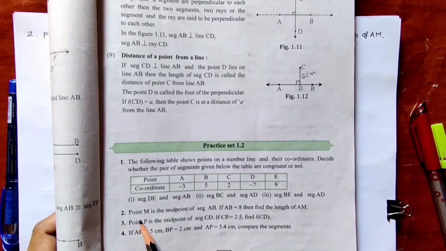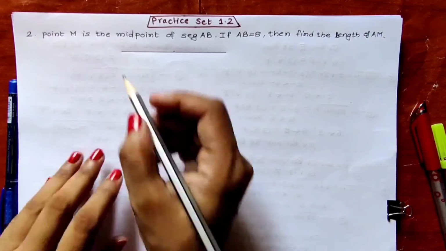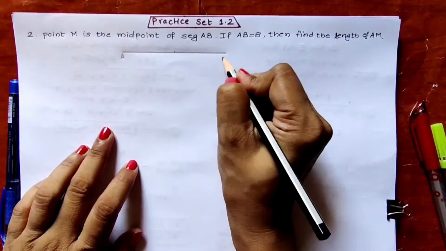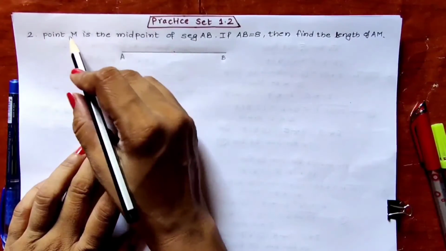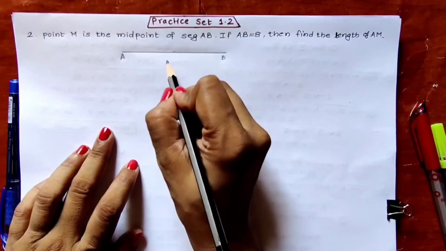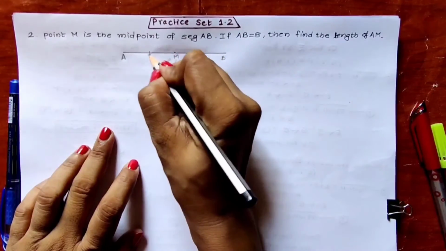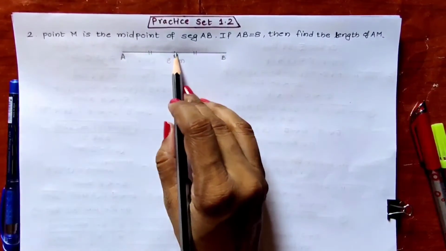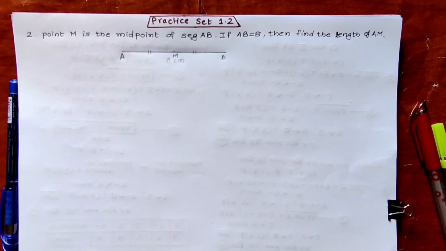Now let us see this second question. Point M is the midpoint of seg AB. If AB is equal to 8, then find the length of AM. We have given one segment, seg AB. End points are A and B, and its midpoint is M. This segment is 8 cm long. So midpoint is somewhere here, and we have to find out AM. As M is the midpoint, AM and BM will be congruent with each other.